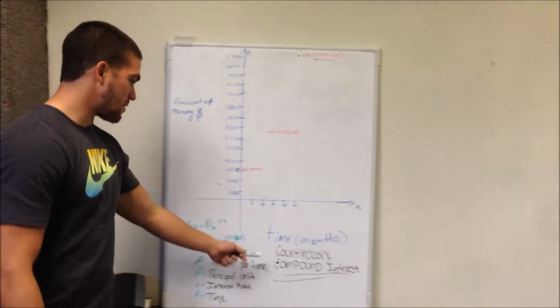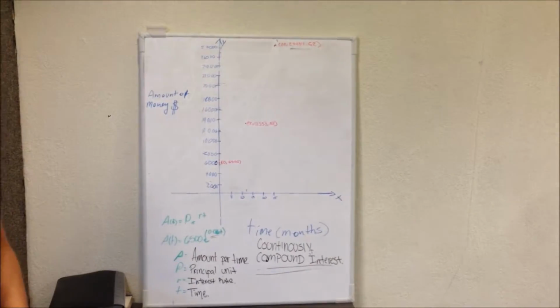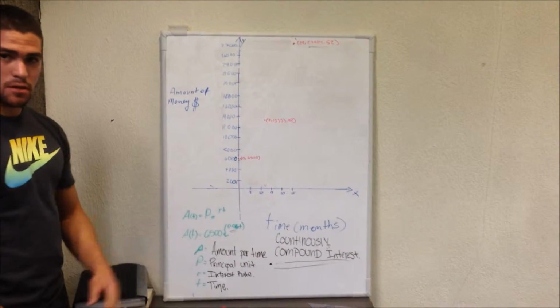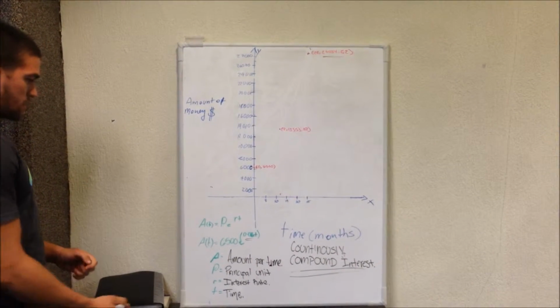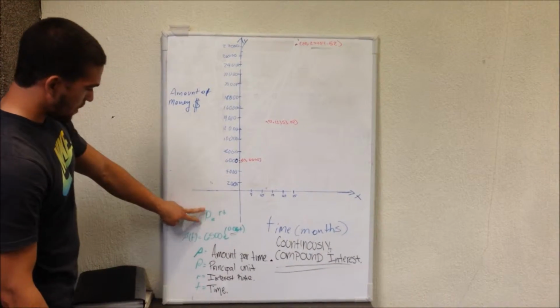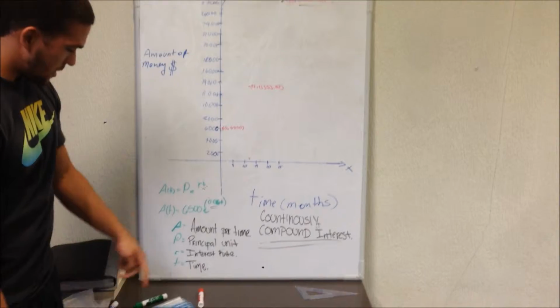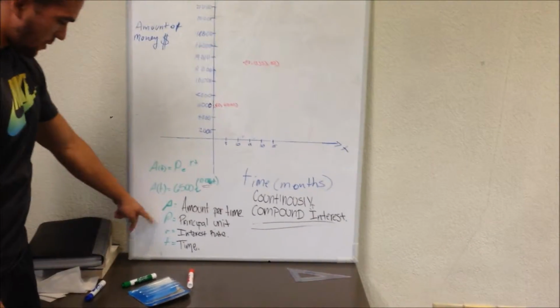We're going to talk about continuous and compound interest. So here, to start with, we have the principal equation that you have to develop. First I'm going to explain what each thing means. A is always going to be your amount per time. B is going to be your principal unit.